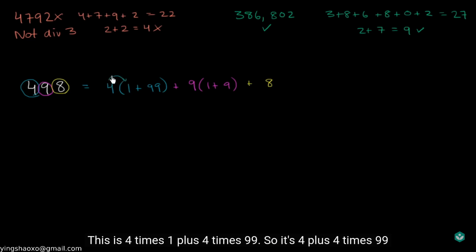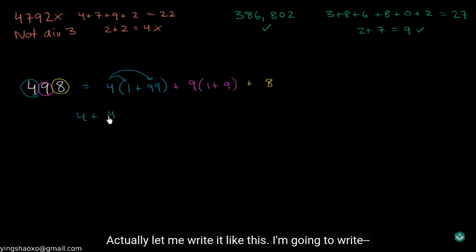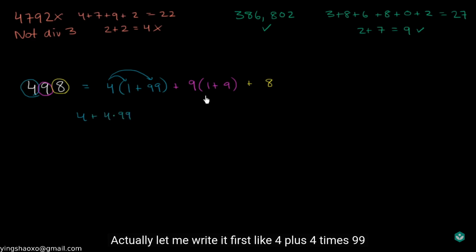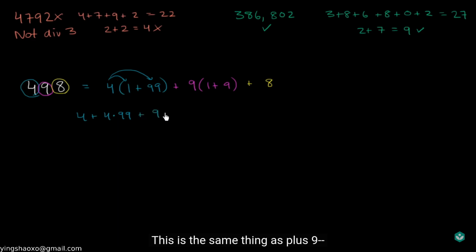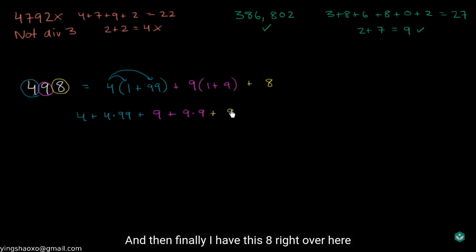Now, we can distribute this 4. This is 4 times 1 plus 4 times 99. So it's 4 plus 4 times 99. Let me write it first like 4 plus 4 times 99. Do the same thing over here. This is the same thing as plus 9. Let me do that in magenta. Plus 9 plus 9 times 9. And then finally, I have this 8 right over here.